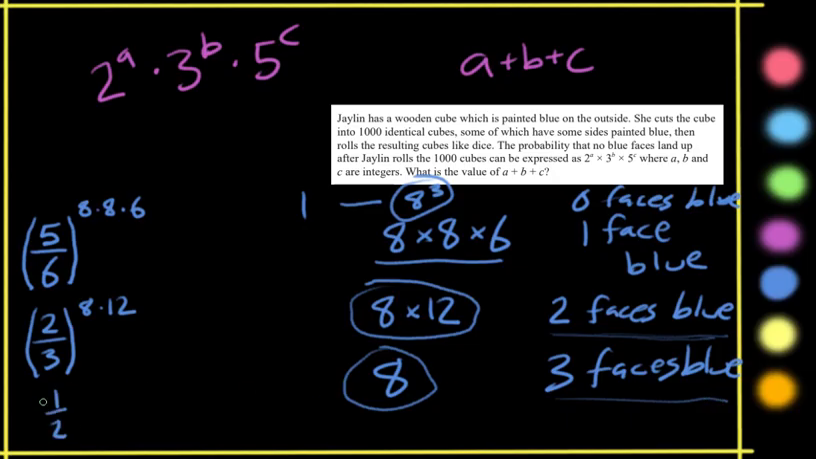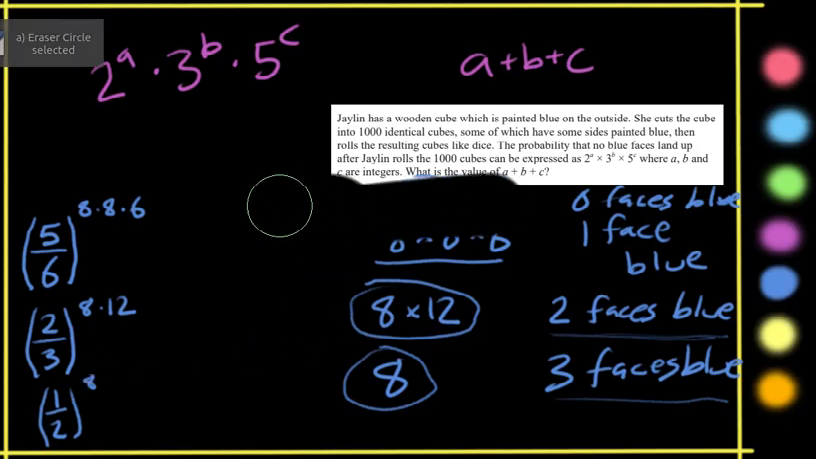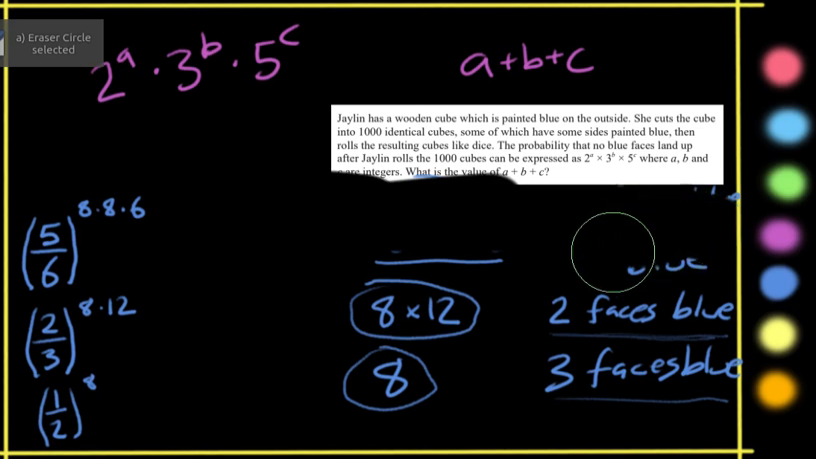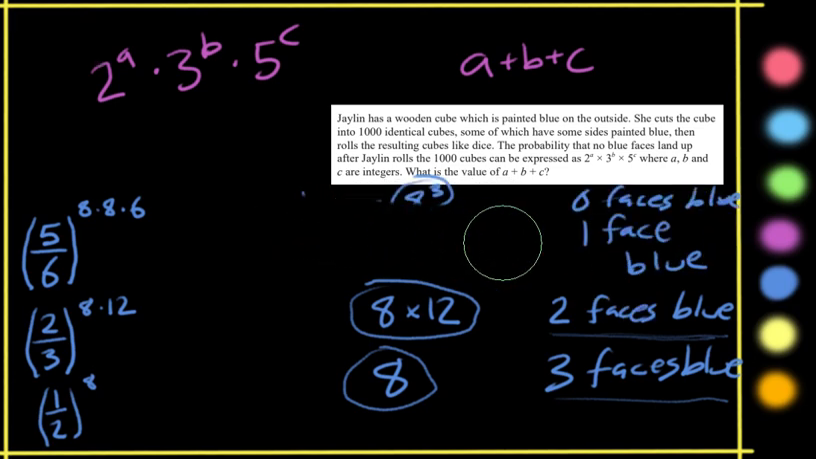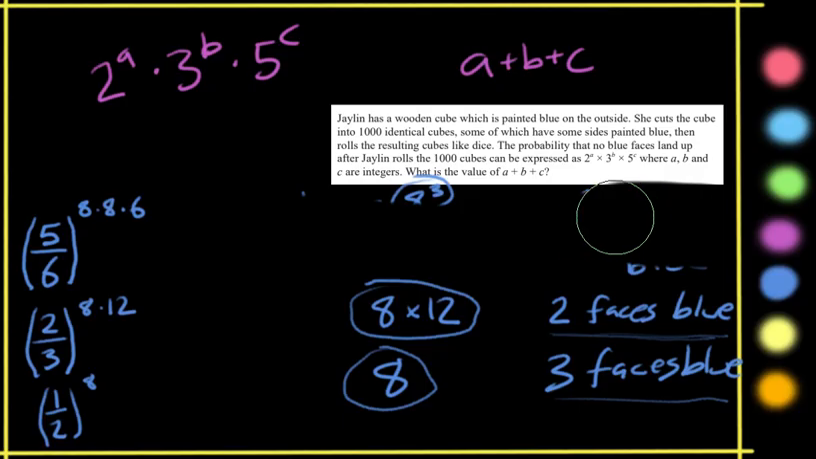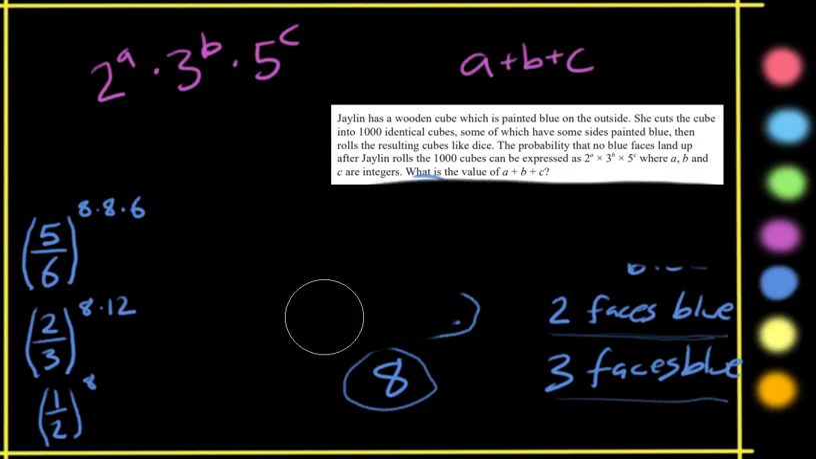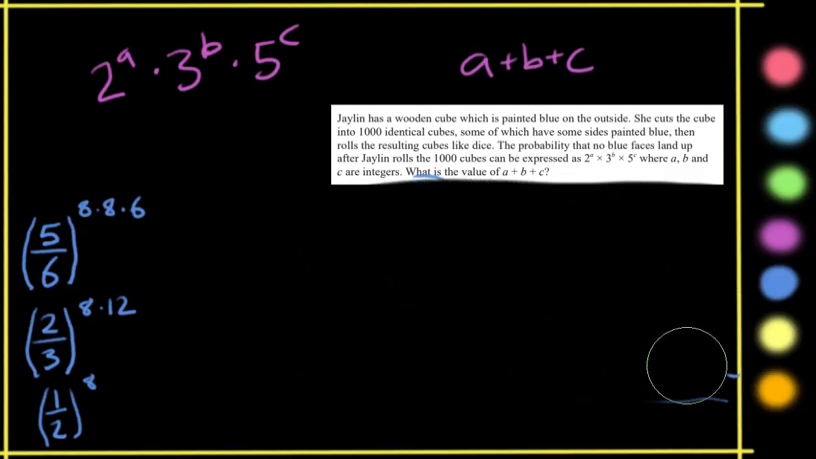Each of them has a 1/2 chance of not showing blue. You have to take that to the 8th power. Okay, so let's make some room. We have to multiply these 3 extremely tiny numbers together and figure out what these exponents are.